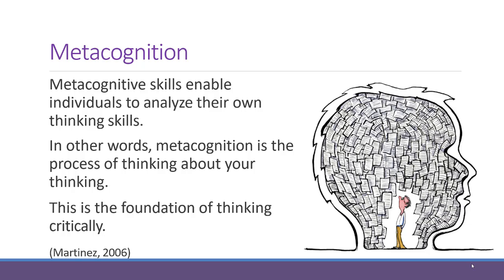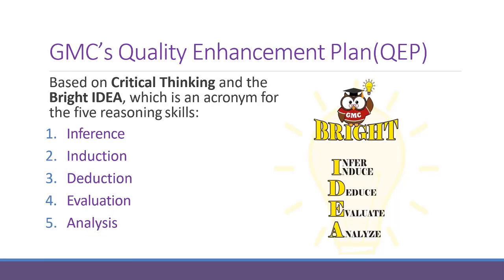How did we get to that decision? How did we get to that conclusion? What skills did we use? What skills could we use in the future? Would we change anything knowing what we know now? All of these types of questions are things that are involved in the metacognitive process. And metacognition is an important part of the Quality Enhancement Plan at GMC.